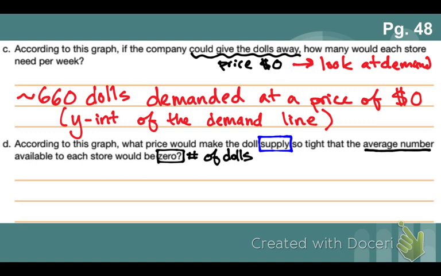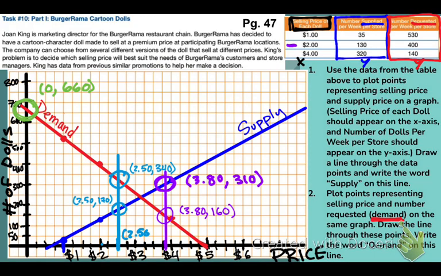And then right at the beginning it says, what price? So we know we're looking for the cost. We're looking for the price. So where on the graph would I look if I want to look at the supply line when they have 0 dolls? How much would the dolls cost if we have no dolls at the store?